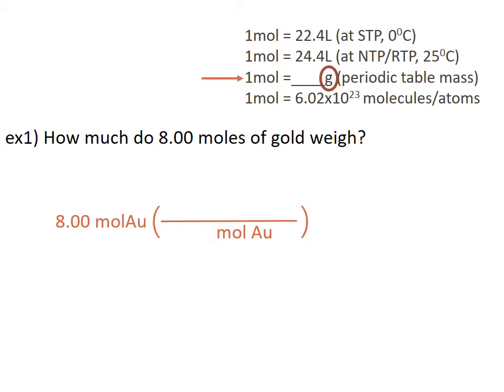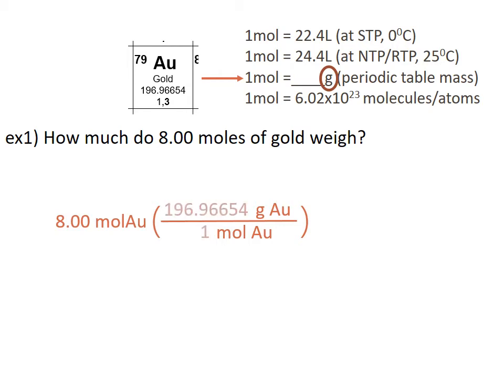So I have to get the mass off the periodic table. I look up gold, I find its mass. So I'm going to go to grams of Au from moles of Au. And that conversion says that 1 mole equals the number of grams on the table. So 1 mole Au equals 196.96654 grams of gold. Moles Au and moles Au will factor out.